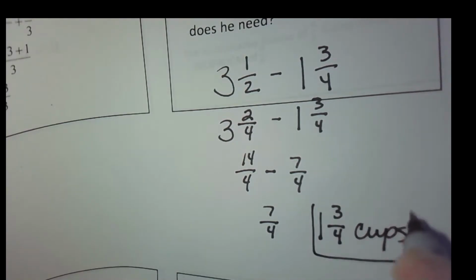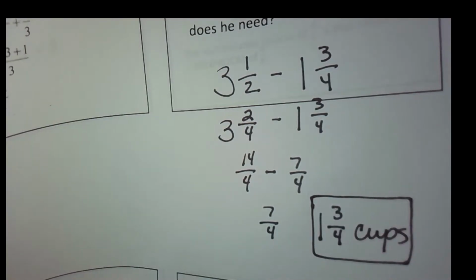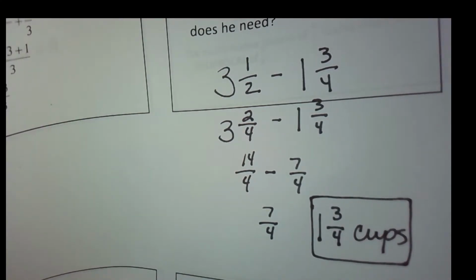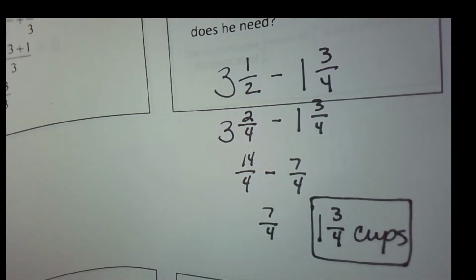How much more milk does he need? He needs 1 3/4 cups. So sometimes it's easier to actually just change it to an improper fraction, do the calculation, and then change it back if you need to.